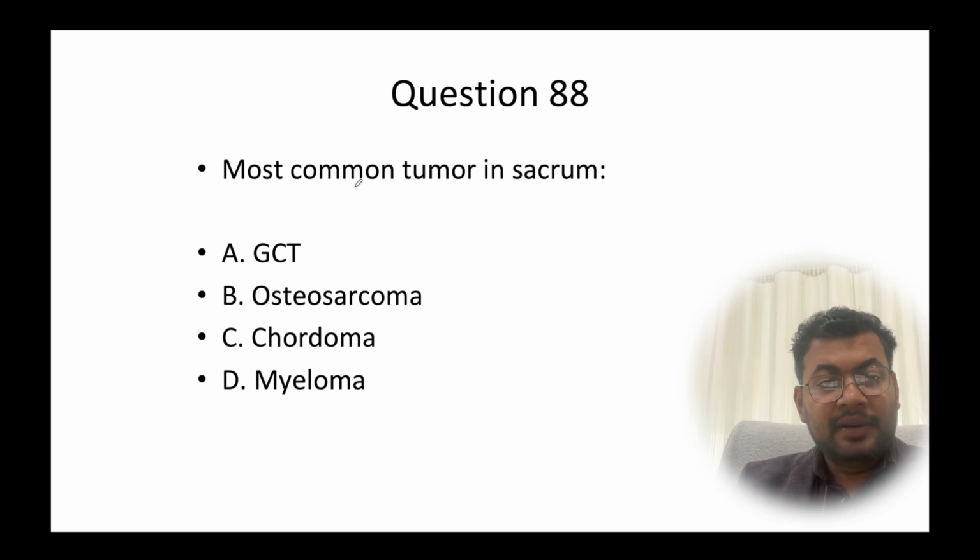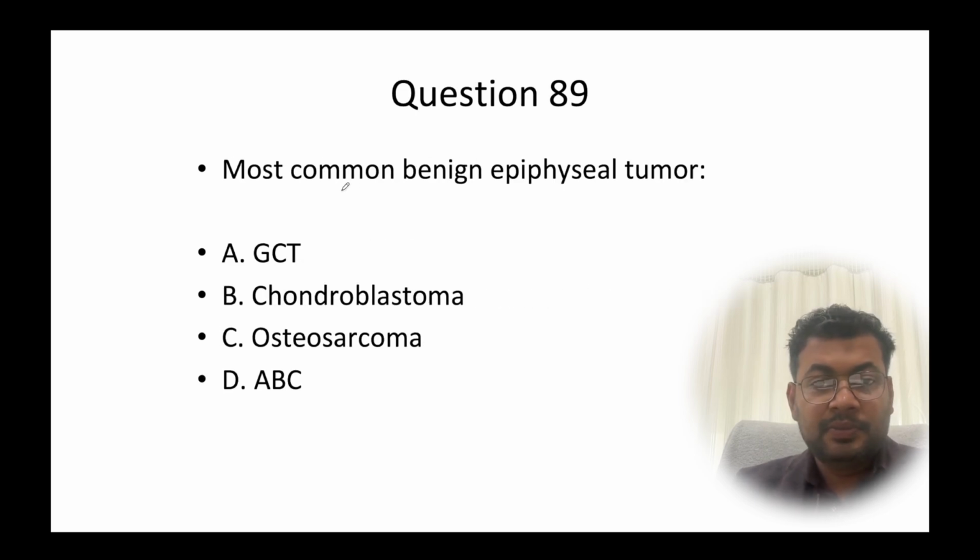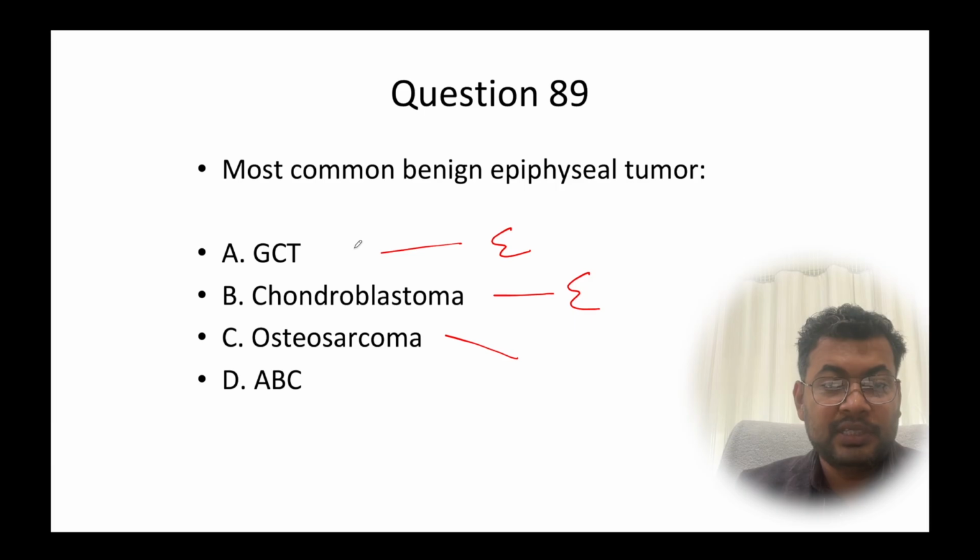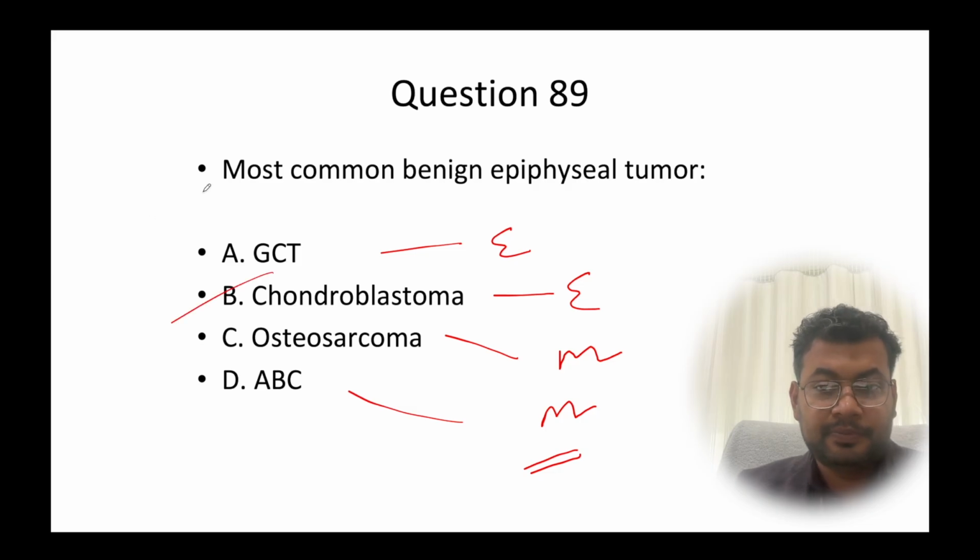Most common tumor in sacrum, chordoma. Repeat question. Most common benign epiphyseal tumor. So GCT is epiphyseal, chondroblastoma is epiphyseal, osteosarcoma is metaphyseal, ABC is metaphyseal. So answer is either A or B. Now out of the two, which is most common? B, chondroblastoma. It occurs before the skeletal maturity, and this is the most common benign epiphyseal tumor.